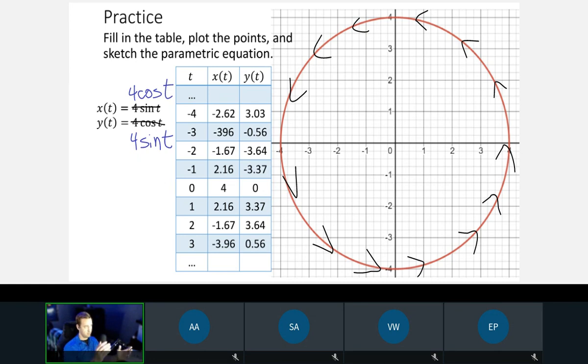The graph you get is the same, and that's because if you understand trig functions and how they work, this has an amplitude of 4, and so does this. So in the x direction, the amplitude is the same as the amplitude for the y direction. If they were different, like say that was a 4 and that was a 2, you would have an ellipse instead. Football.